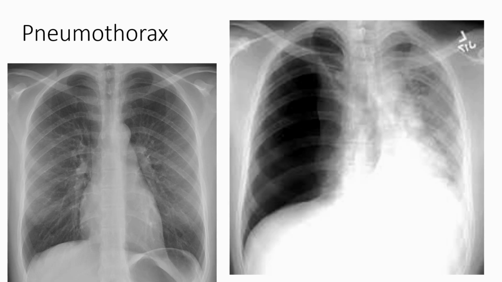Now pneumothorax. So what is pneumothorax? Pneumothorax is the air within the pleural cavity. Depending on the content of the pleural cavity, if it is fluid, we call it pleural effusion. If it is blood, hemothorax. If it is air, then it is called pneumothorax. So how do we differentiate pneumothorax from the normal chest X-ray?